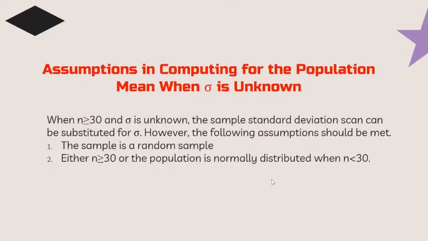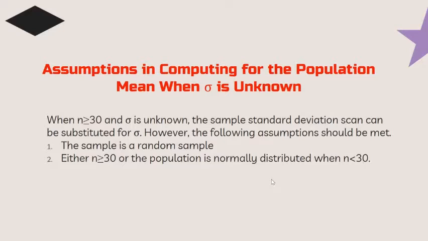Okay, so in the past lesson, when your standard deviation is known and the sample size is 30 or more, or the sample size is less than 30 but comes from a population that is approximately normally distributed, the confidence interval for the population mean can be found by using the z distribution. Very often, however, sigma, or your standard deviation, is not known, so it must be estimated by s, the sample standard deviation.